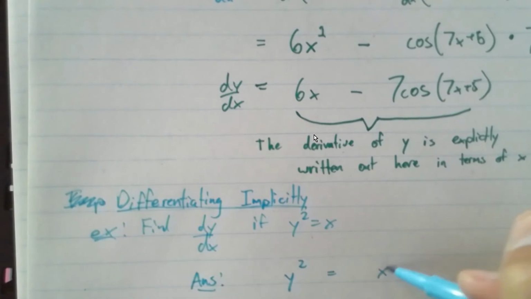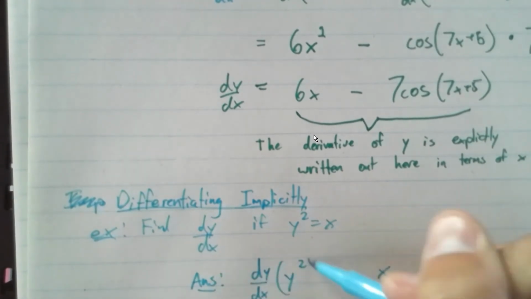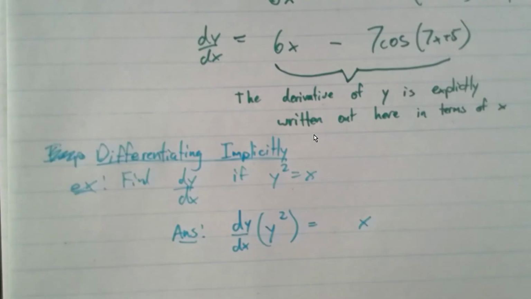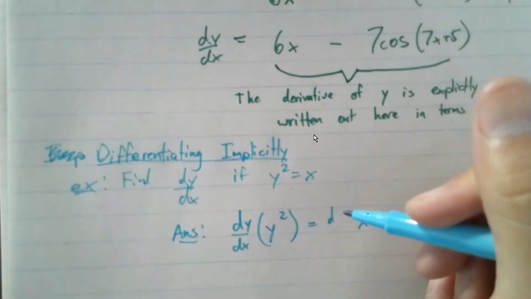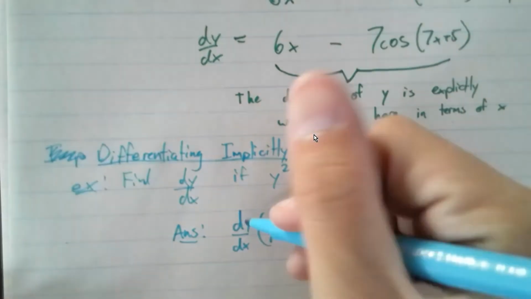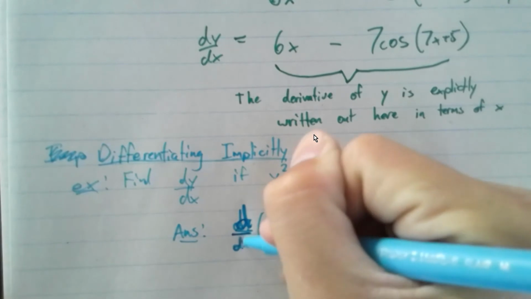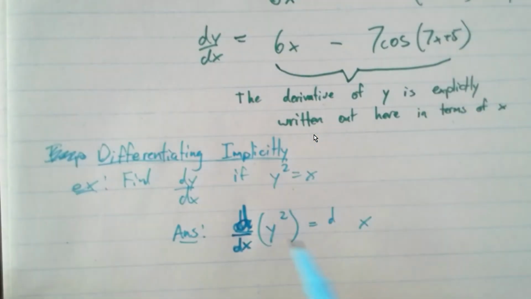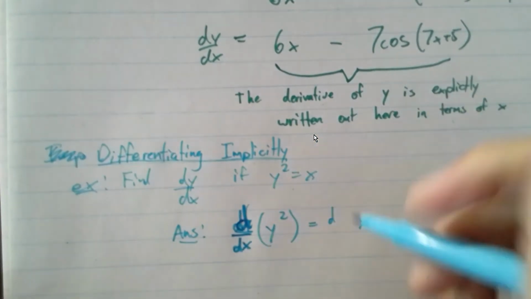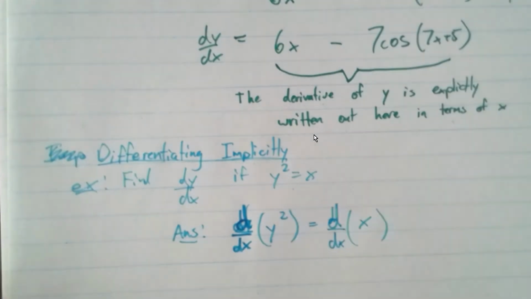It's not too bad. You just take dy of dx. You guys never really write this step down. But formally, it should be d over dx of y squared, and d over dx of x. And I'm putting that in parentheses. This is an operation. You're taking the derivative of whatever's in the parentheses.